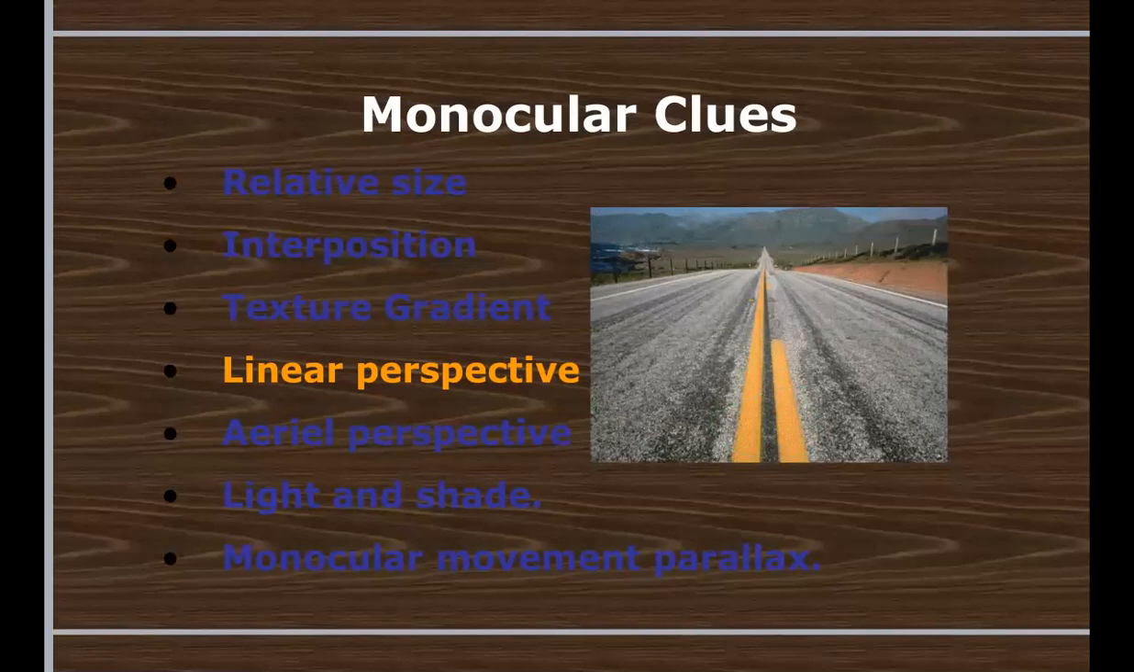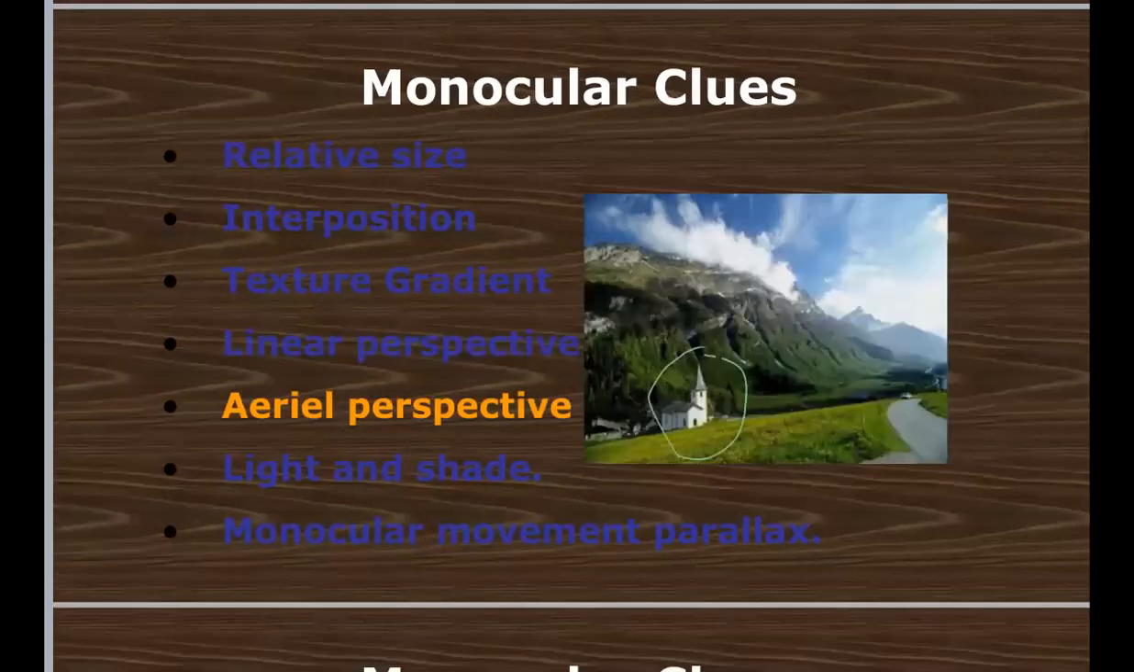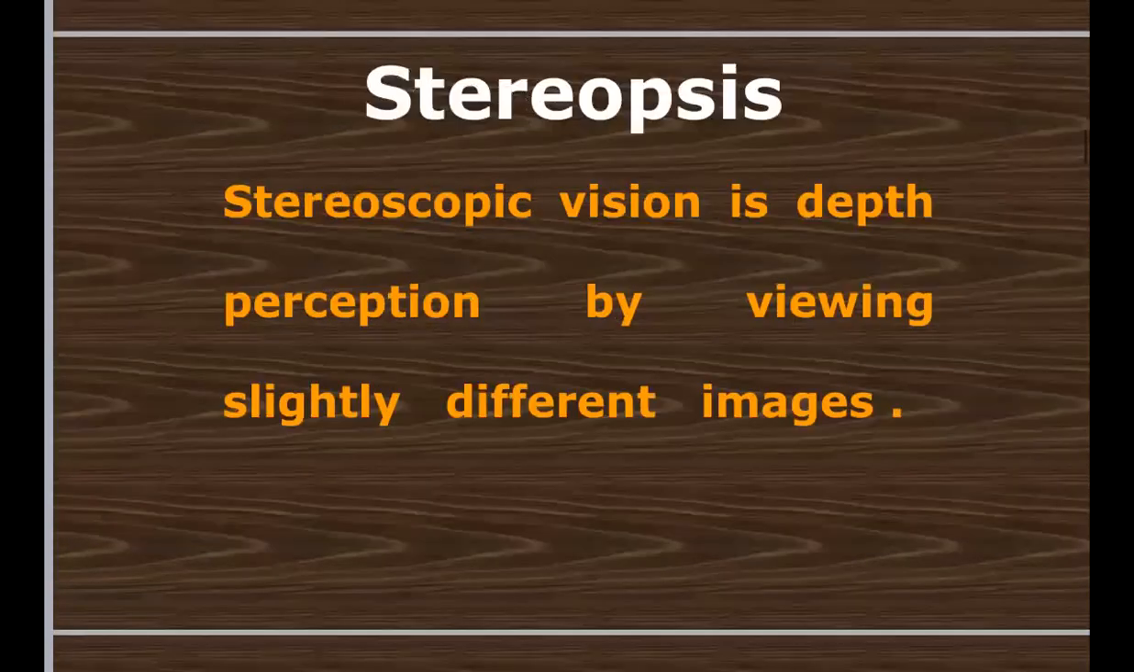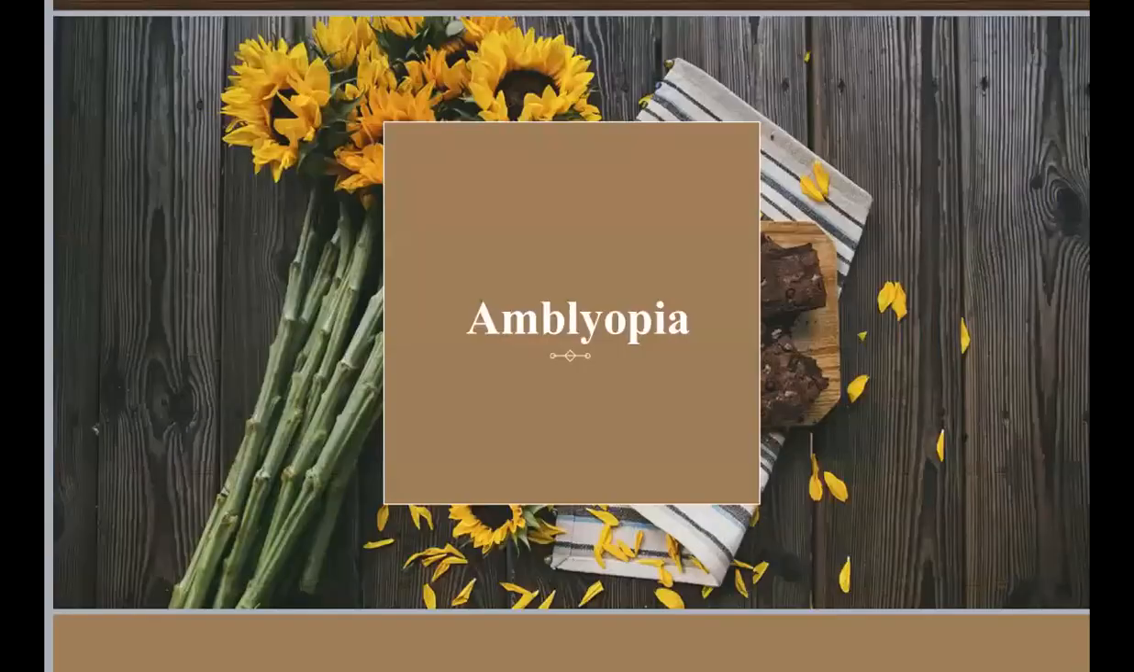Linear perspective: also here you can see that these are wide and these are narrow. Also aerial perspective: you can detect that this house is in front of this mountain. Lights and shades, and also the monocular movement parallax, which is a test. We can do this test, but this is not that important. This is important in physiology, not important in the clinical sciences. This is for the introduction of strabismus.